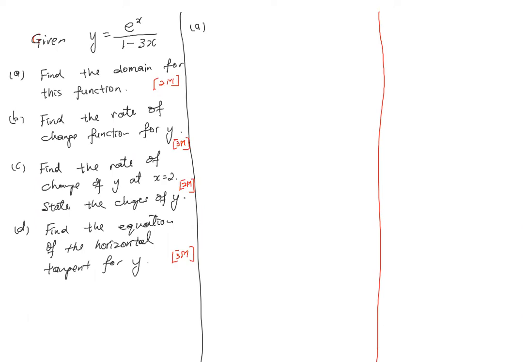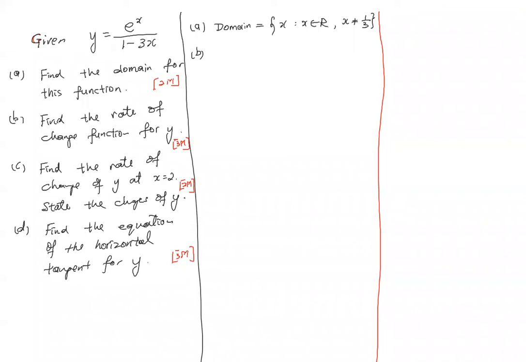X cannot be 1 over 3. X is a member of real number. Correct, you are right. X cannot be 1 over 3. So everyone, you know how to get the answer? Cannot be 1 over 3. Okay, so I don't have to explain further. The denominator cannot be equal to 0, correct? From here. Okay. Now part B.